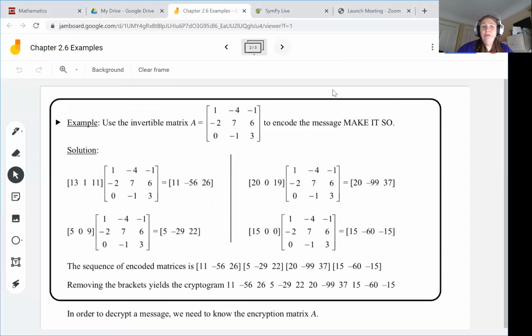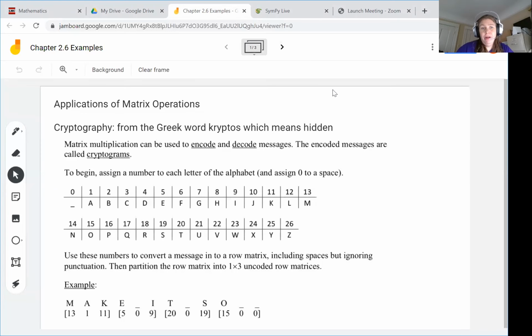All right, so we're going to use this invertible matrix A, and we want to always use an invertible matrix because we need to be able to work backwards. So that's why we pick a square matrix. We're using a 3 by 3 matrix because our encodings were in row matrices that were 1 by 3. If we'd done 1 by 4 matrices to encode our data, then we'd use a 4 by 4 matrix.